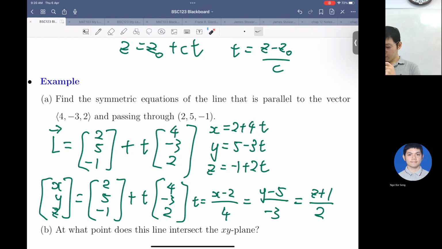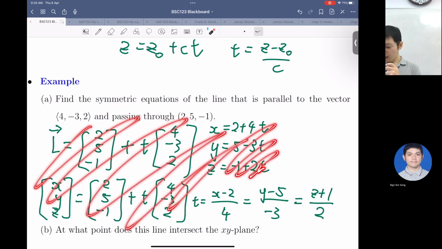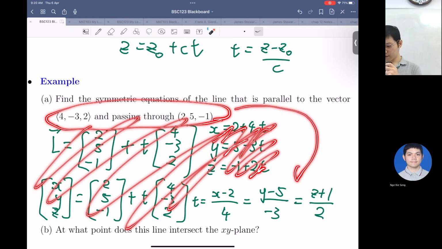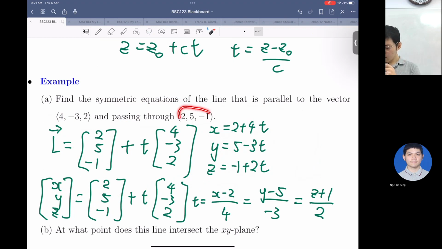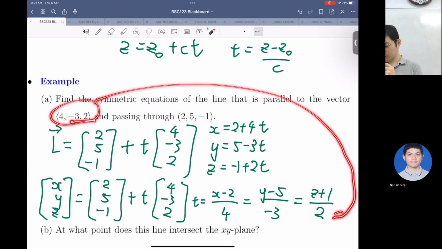When you do this fast, you should ignore this part already, and see how you go from these 2 pieces of information to this equation. The terms beside x come from the point that you have. So you take x minus 2, y minus 5, and z plus 1. But why is there a difference in sign here? Because you want this point to be a solution to this formula. And the vector here becomes the denominator.